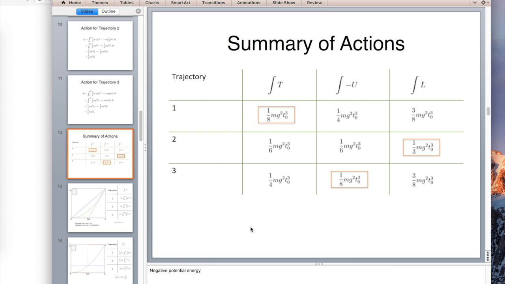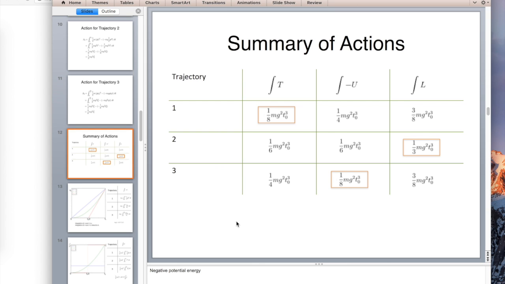So this is a summary of the actions of the three trajectories. The first column is the integration of the kinetic energy over time. The second column is the integration of the negative potential energy over time. The third column is the sum of the first column and the second column, which will be the integration of the Lagrangian over time, which is the action.